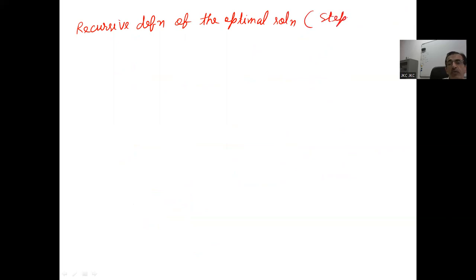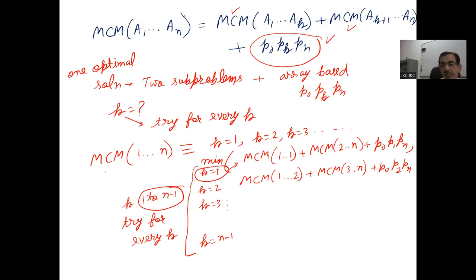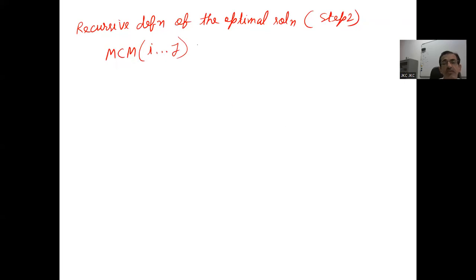Effectively, this is my step 2. If I want to find the minimum steps for multiplying, in general, any matrices from i to j, because not always 1 to n, sometimes this recursive call will come where the start index is not 1. My end index can be different. So I need not just 1 to n, I should use different indexes. So I say, MCM of i to j is going to be the minimum out of many values.